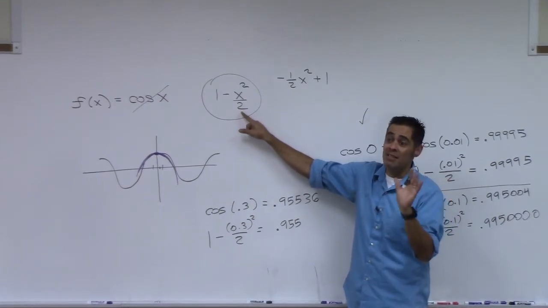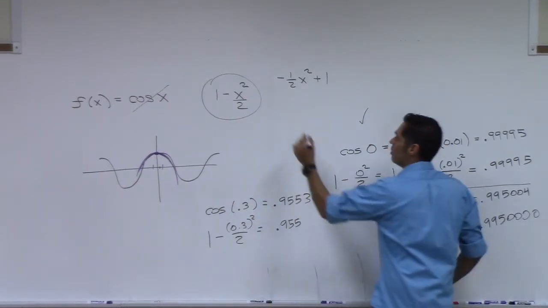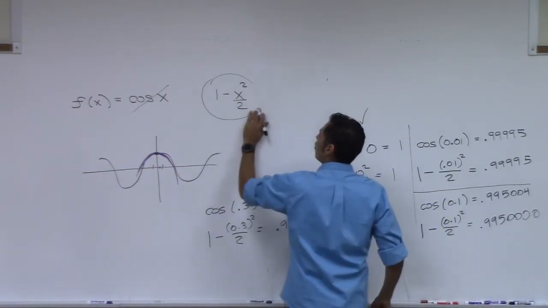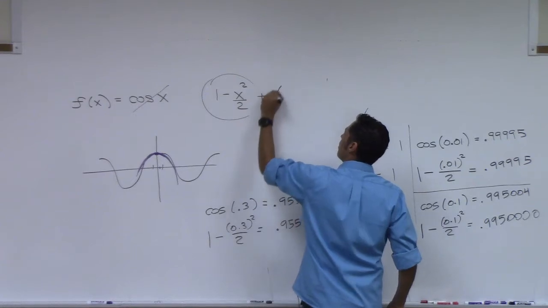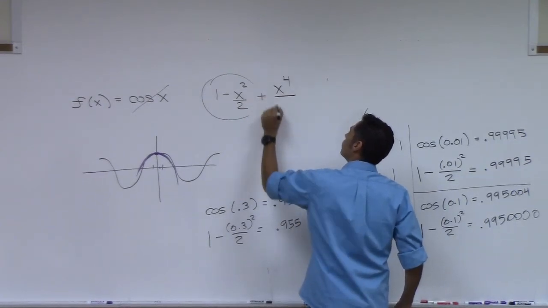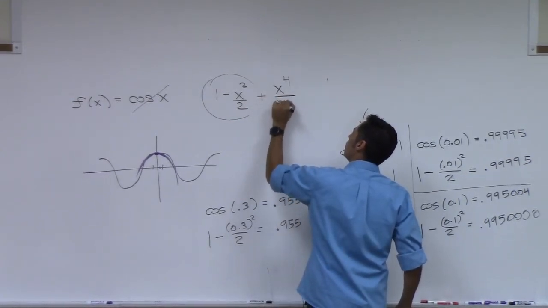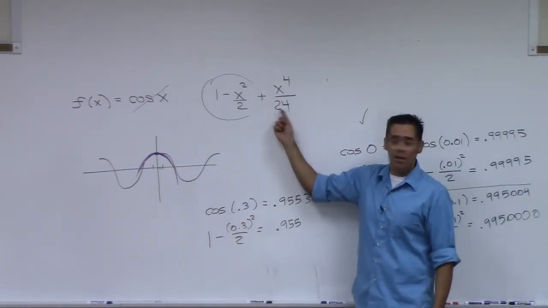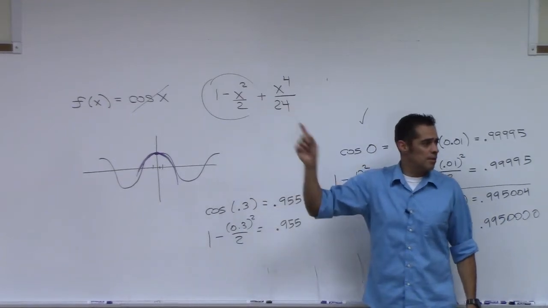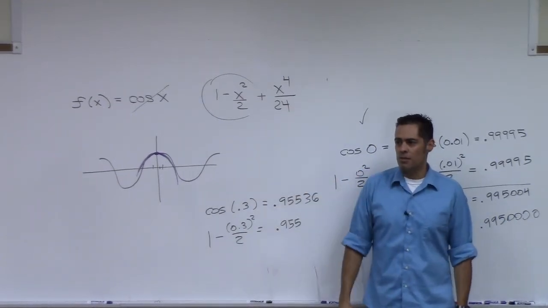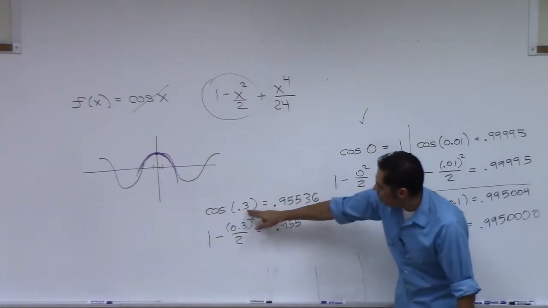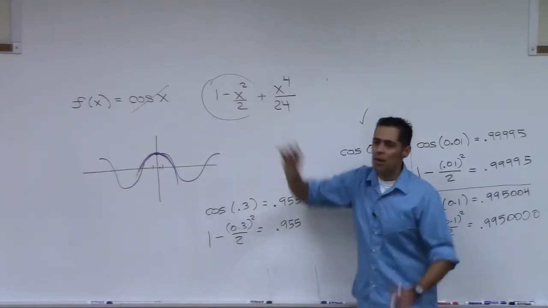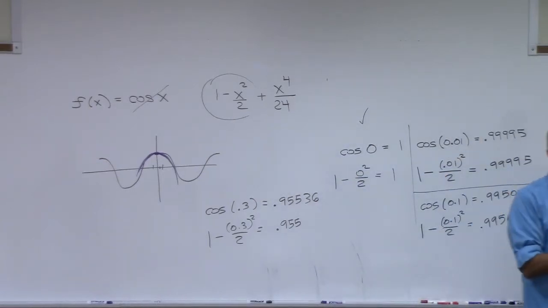And you know what? If it's not good enough, I can do something to it. If you don't like that approximation, you need something more accurate, I'll just add this to it. And I can guarantee you that this one right here, altogether, this 4th degree polynomial, will be even more precise. So now if you put 0.3 into here and there, they're going to be closer. Okay?